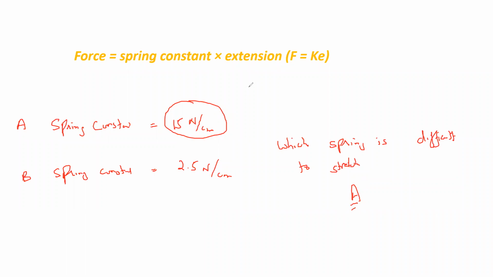Or we can also say that spring A is stiffer than spring B. The term stiffness means you need a greater force to produce a small extension or small change in length. Is the concept of spring constant clear? The spring constant means how much force is needed to produce 1 centimeter extension.